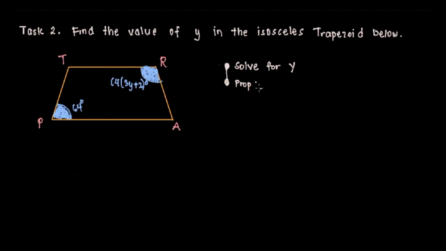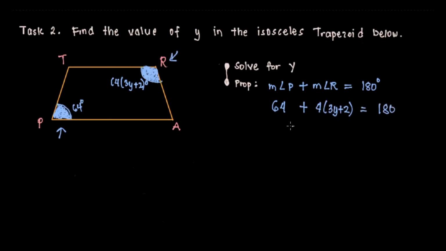Ang sabi sa property na to, yung sum ng dalawang opposite angles ng ating isosceles trapezoid ay supplementary or equal sa 180 degrees. So, angle P and angle R are equal to 180 degrees. So, 64 para sa ating angle P. Plus, the measurement of angle R, we have 4 times (3y plus 2) equals 180 degrees.